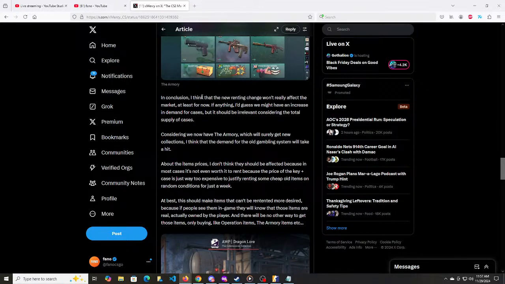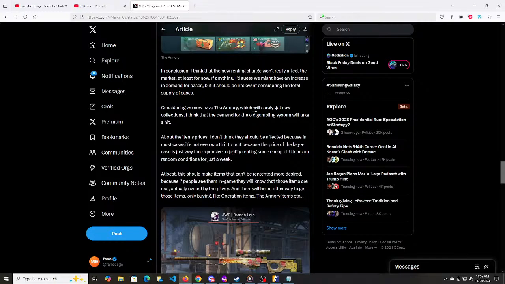In conclusion, I think that the new renting change won't really affect the market, at least for right now. If anything, I guess we might have an increase in the demand for cases, but it should be irrelevant considering the total supply of cases. Considering we now have the armory, which will surely get new collections, I think that the demand for the old gambling system will take a hit.